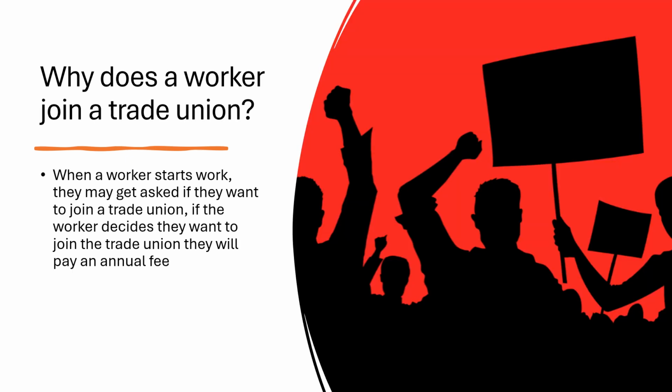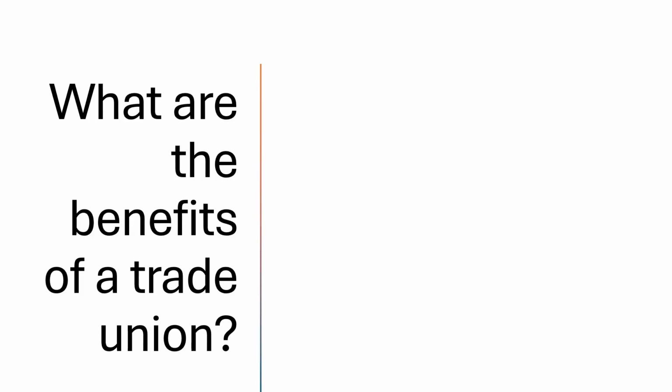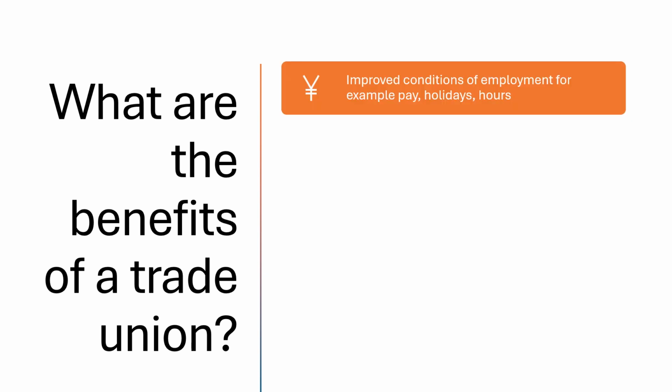So why does a worker join a trade union? When a worker starts work, they may get asked if they want to join a trade union, and if the worker decides they want to join, then they will pay an annual fee. And what are the benefits of an employee joining a trade union? They will have improved conditions for their employment, for example, their pay, their holidays, their hours.